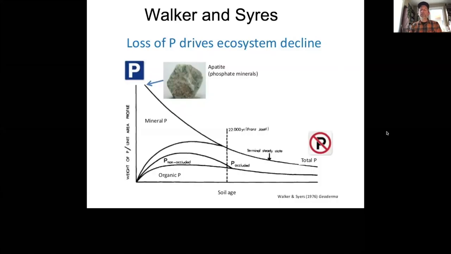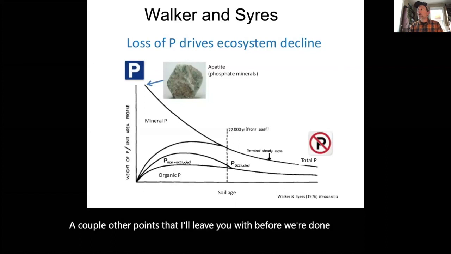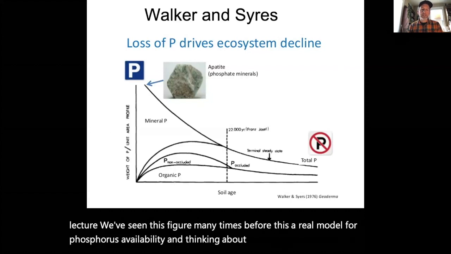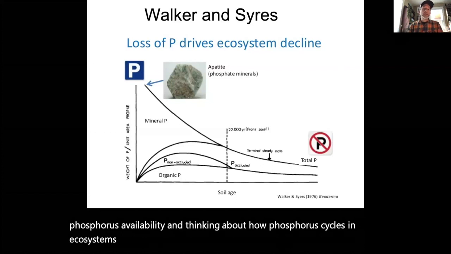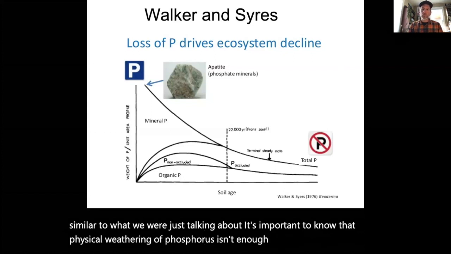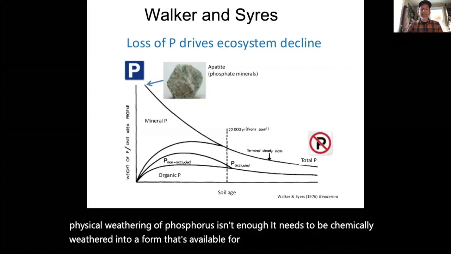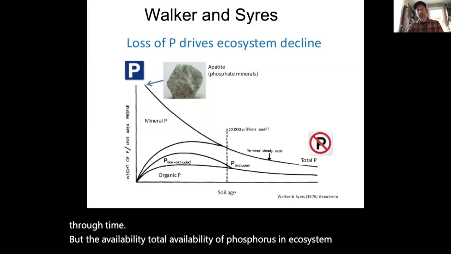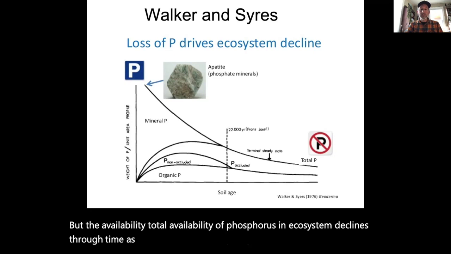A couple other points that I'll leave you with before we're done with this lecture. We've seen this figure many times before. This is a real model for phosphorus availability and thinking about how phosphorus cycles in ecosystems worldwide, but especially in forest ecosystems. And so this is similar to what we were just talking about. It's important to know that physical weathering of phosphorus isn't enough. It needs to be chemically weathered into a form that's available for plants. That tends to increase through time, but the total availability of phosphorus in an ecosystem declines through time as phosphorus is weathered out of the system.